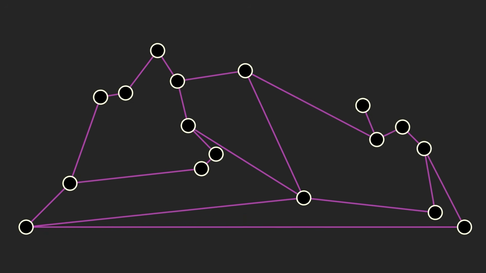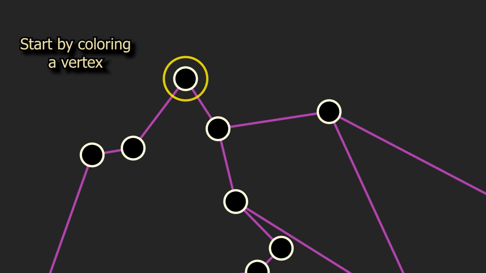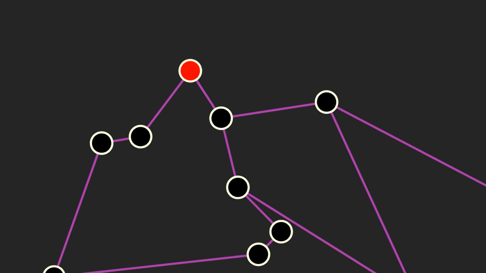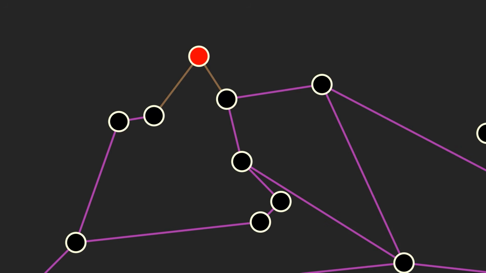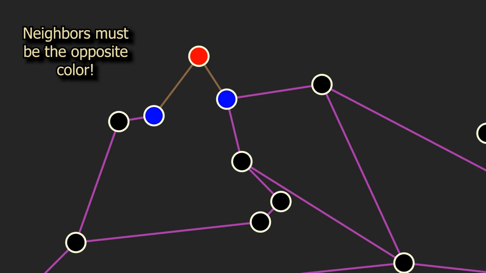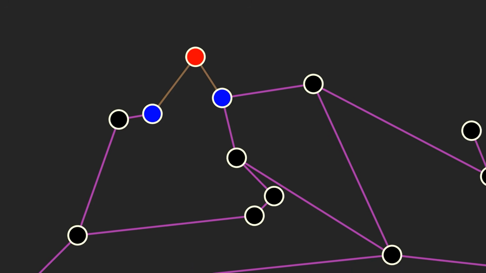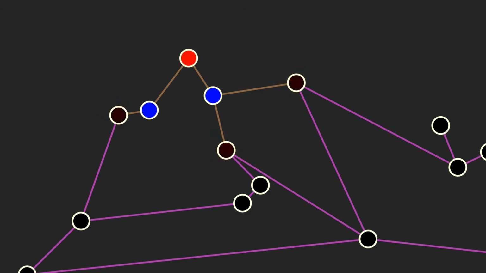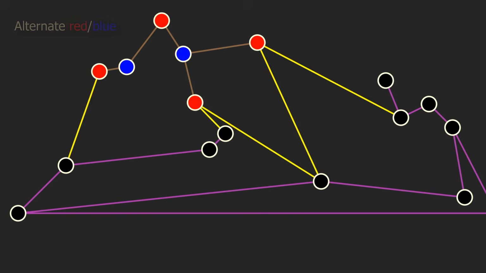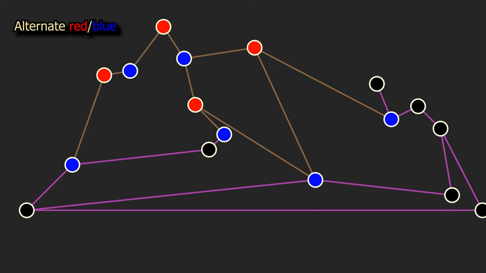And for the specific case of determining two-colorability, there is an algorithm that runs faster than exponential time. Here's how it works. You start by picking one of the vertices to color. You can choose red or blue, it really doesn't matter. Now consider all of the neighboring vertices. Those neighbors all have to be the opposite color. Otherwise, there would be an edge connecting two vertices of the same color, which is not allowed. And now the same goes for each of the neighbor's neighbors, and the neighbor's neighbor's neighbors, and so on. You have to keep alternating red and blue.